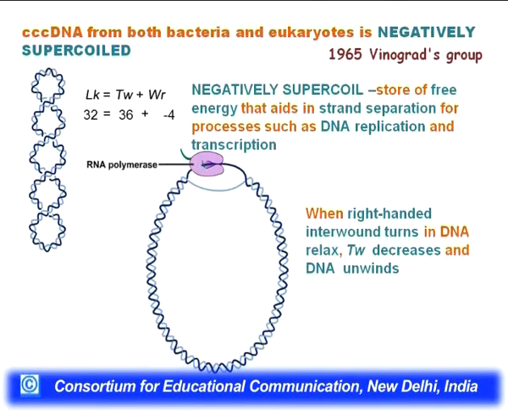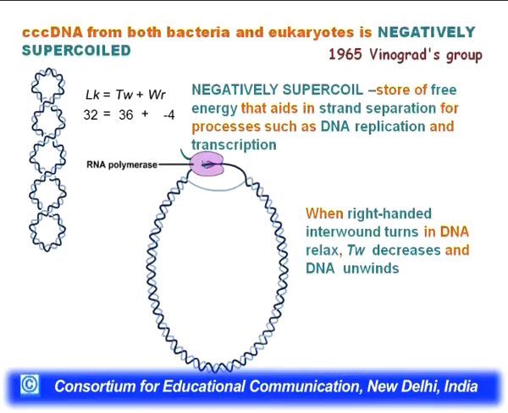When we initially started studying, in a right-handed helix DNA, we were introducing the right-handed interwound helices. When we were introducing the right-handed interwound helices, we said that the twist increases. So it is obvious that it is the opposite case if we are relaxing the interwound turns in the right-handed helix, then the TW will decrease.